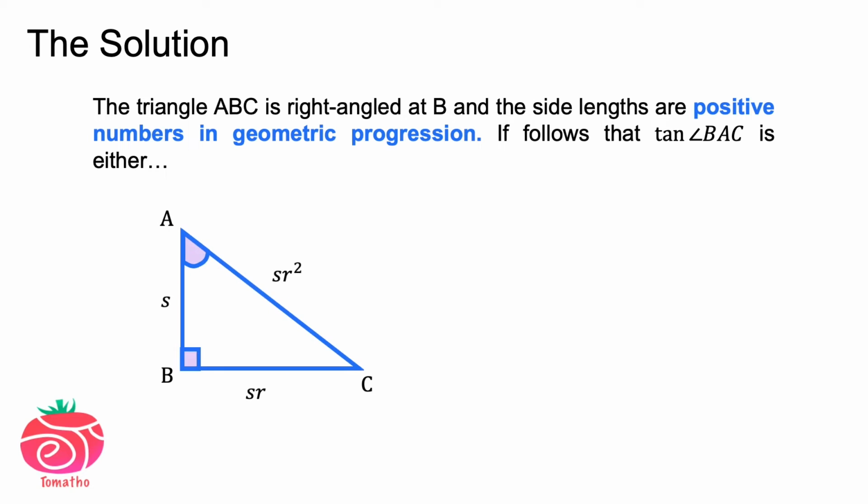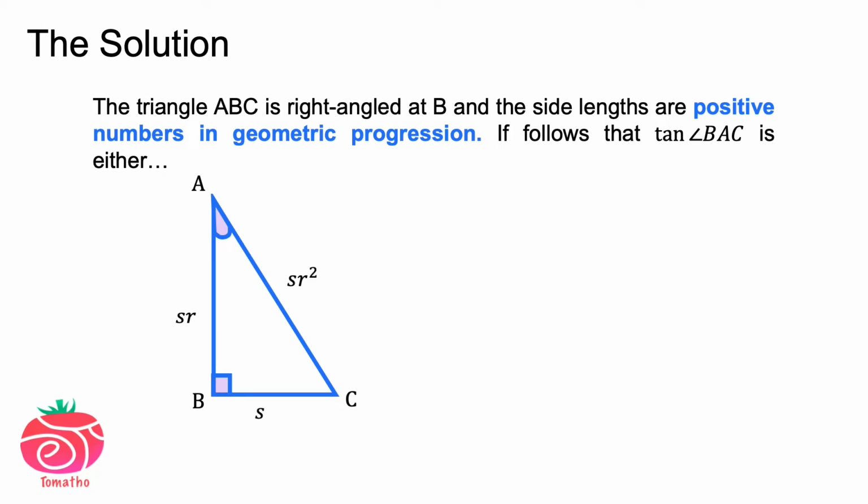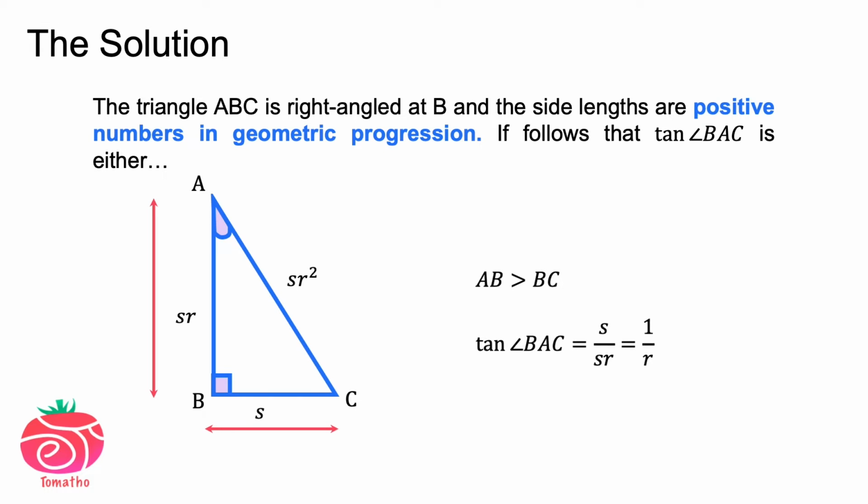From here, there are two possible arrangements of the right-angled triangle. The first one is when AB is shorter than BC. In this case, the length of AB and BC is S and SR. Thus, the value of tangent BAC is SR divided by S, which equals R. The second case is when the length of AB is greater than BC. So, the length of AB will be SR and the length of BC is S. In this case, the tangent of BAC equals S divided by SR, which equals 1 over R.